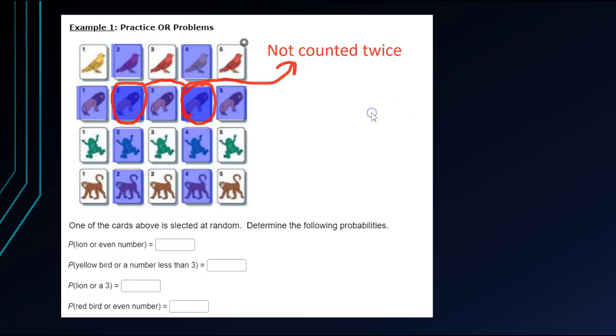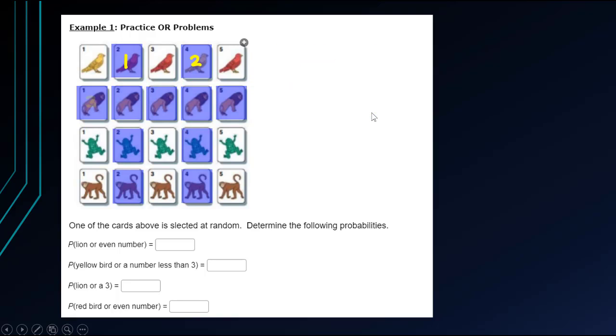So when I count these, I have 1, 2, 3, 4. You can see the counts coming through here. I have 11 cards out of 20 that I'm going to be able to do this. So it's 11 out of 20 chance, which is about 0.55.